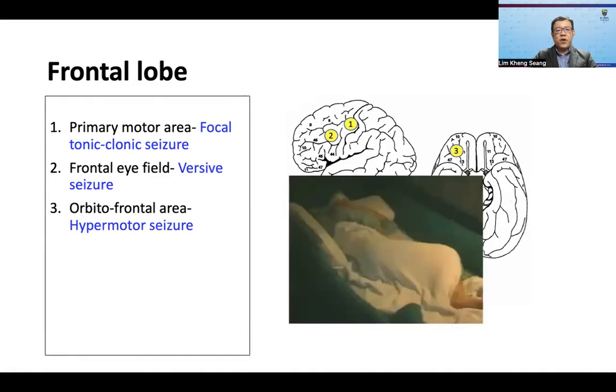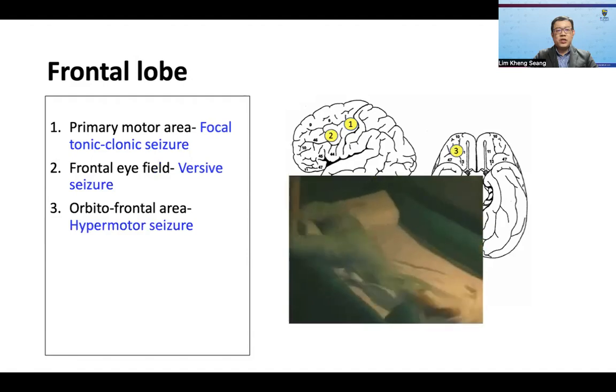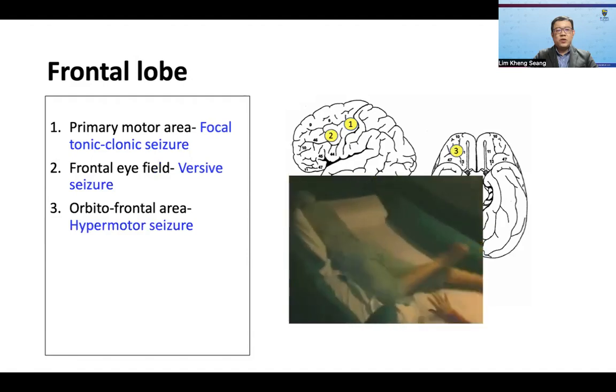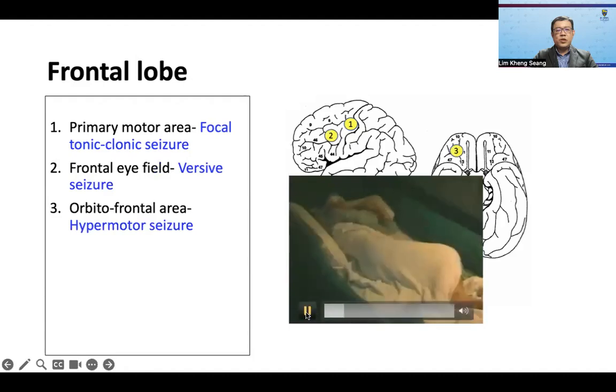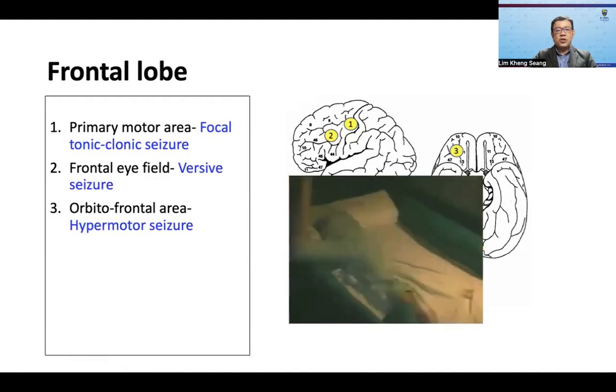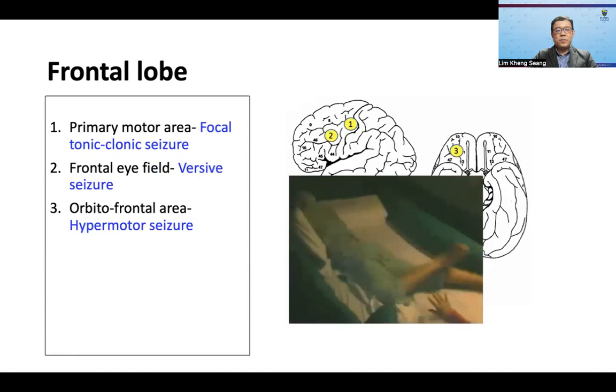Some patients have very aggressive hypermotor seizures, like in this video, which is very violent and usually brief, and they are stereotypic, occurring mostly in sleep.